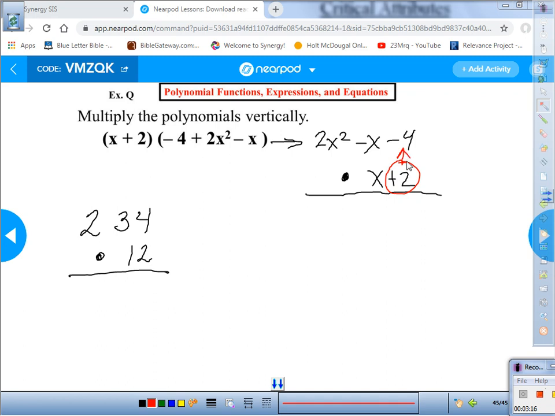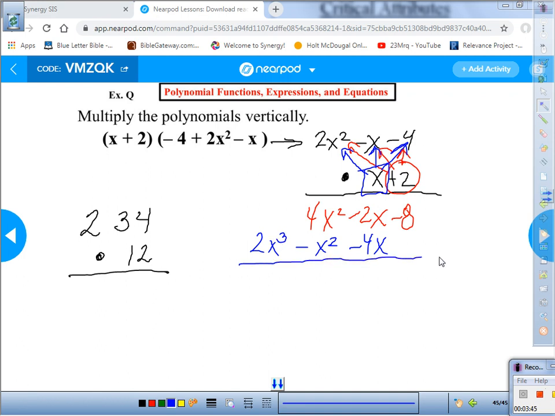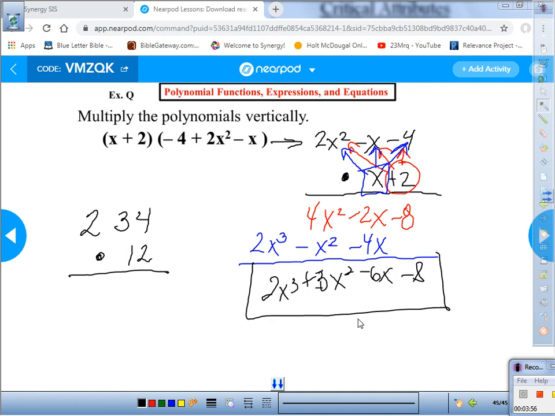2 times negative 4. Negative 8. 2 times negative x. Negative 2x. 2 times 2x squared. 4x squared. I'm done with that one. Now I'm going to move to this one. What is x times negative 4? Negative 4x, but instead of writing it here, one place over, negative 4x. X times negative x, negative x squared. X times 2x squared is 2x cubed. And then I just add. Negative 8, negative 6x, positive 3x squared, and 2x cubed. Bam. Copy that, please.